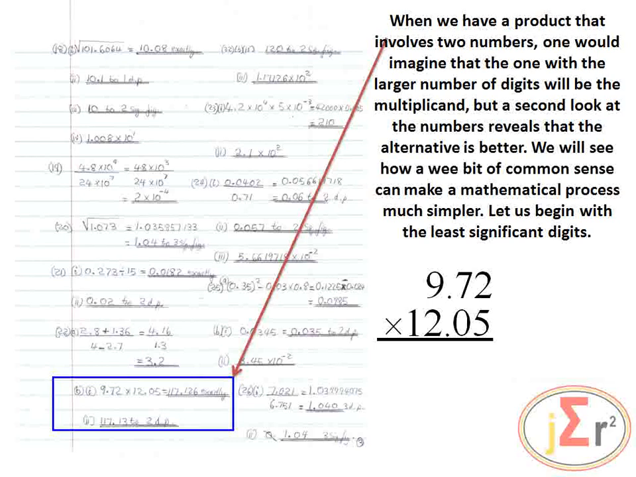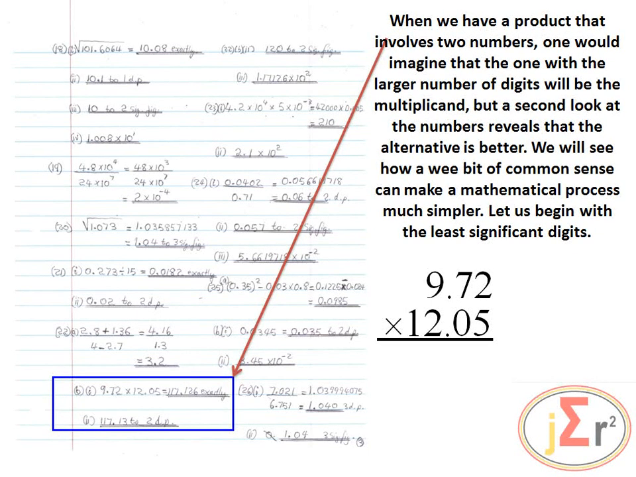When we have a product that involves two numbers, one imagines that the one with the larger number of digits will be the multiplicand. But a second look at the numbers reveals that the alternative is better, which is to use the one with the larger number of digits as the multiplier. We will see how a wee bit of common sense can make a mathematical process much simpler.